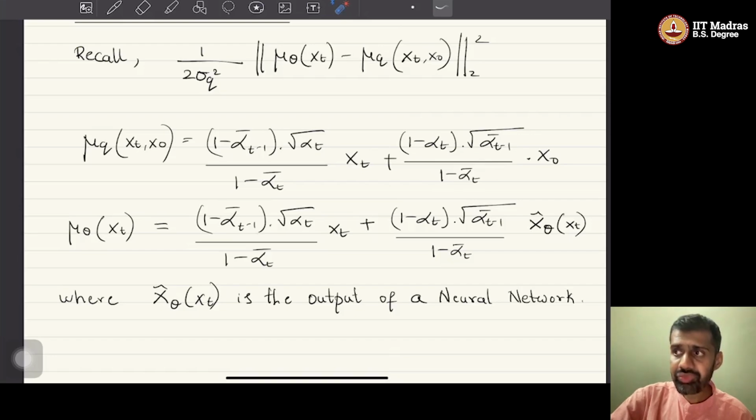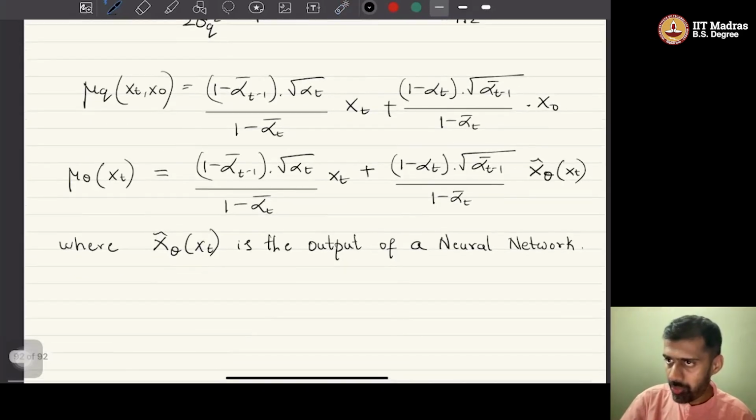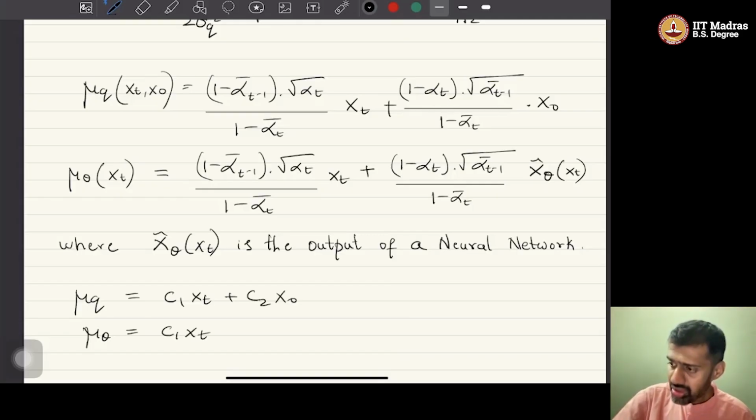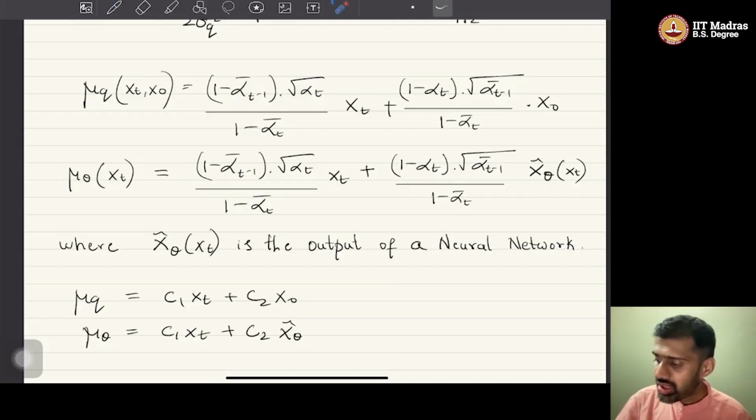I will simply repeat what I just said, because this is something that is often confused. So mu q looks like some constant c1 times xt plus c2 times x naught. This is how it was looking. What we did is we wrote mu theta also as c1 times xt plus c2 times some x theta. Note that c1 times xt is a constant, given a particular xt, given a particular time instant t. Now I can always adjust my x theta, which is the output of this neural network, such that my mu q can be represented as c1 times xt plus c2 times whatever that x theta is, because it is only a scaling and linear shifting.